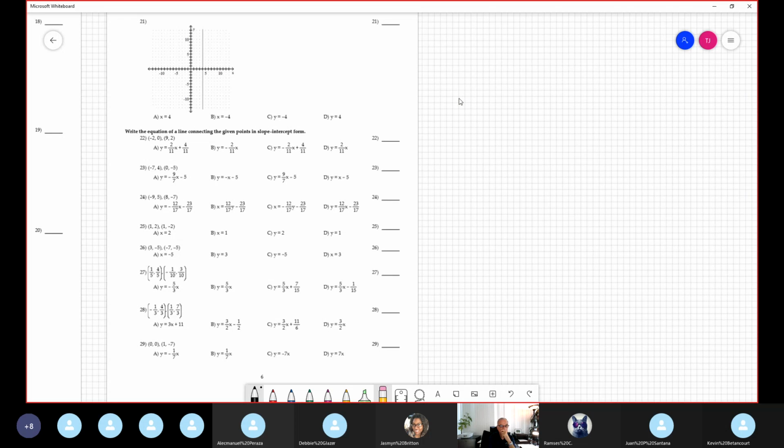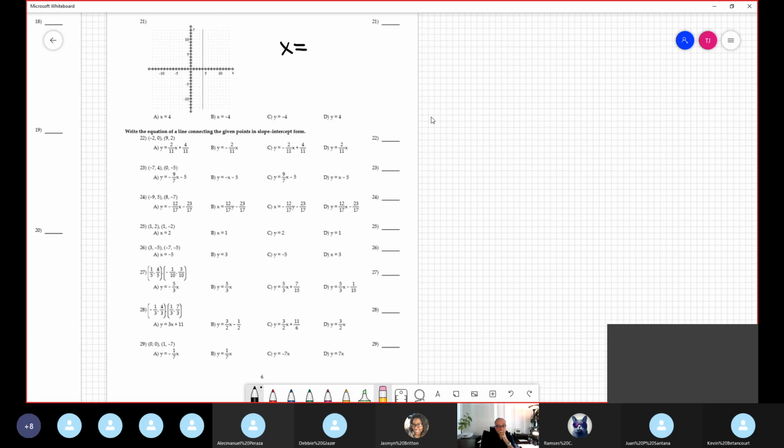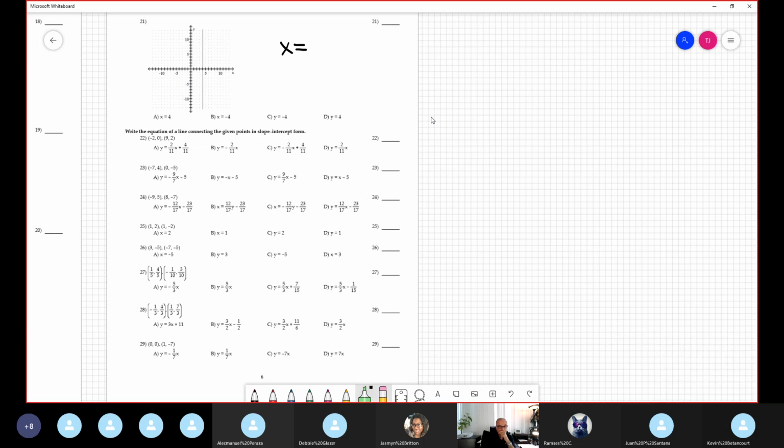21 is easy, super easy, because I can see it's a vertical line. I know a vertical line is x equals something. Yes, that's it, because it's a vertical line passing through positive 4. That's a vertical line. Okay, let's focus on the 22nd.